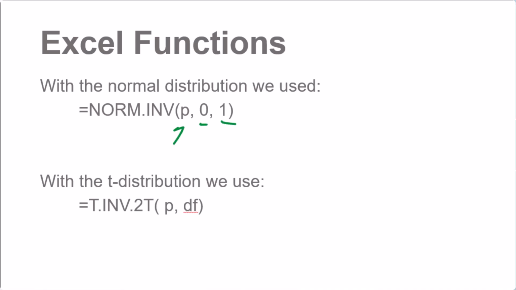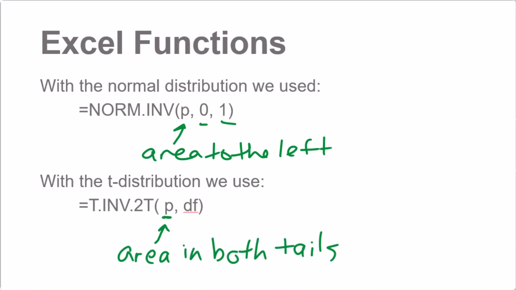And then this first input here that I'm calling p, this represented the area to the left. With the t.inverse.2t function, this first input also represents an area or a probability, but the .2t, that 2t stands for two tails. This input actually represents the area in both tails. So we'll look at an example in just a moment, and I'll show you what this looks like in terms of a graph, but these two functions do operate a little bit differently.